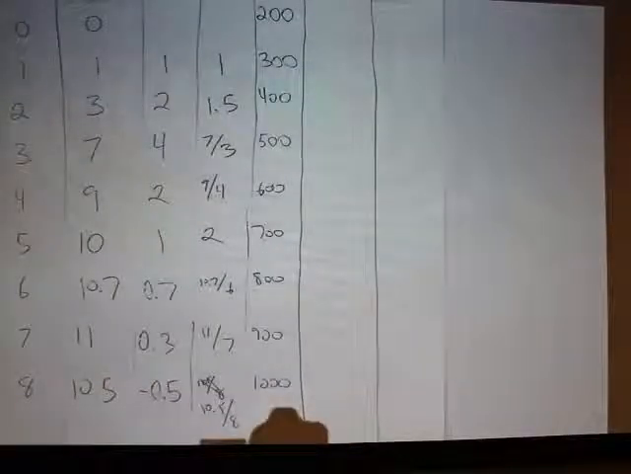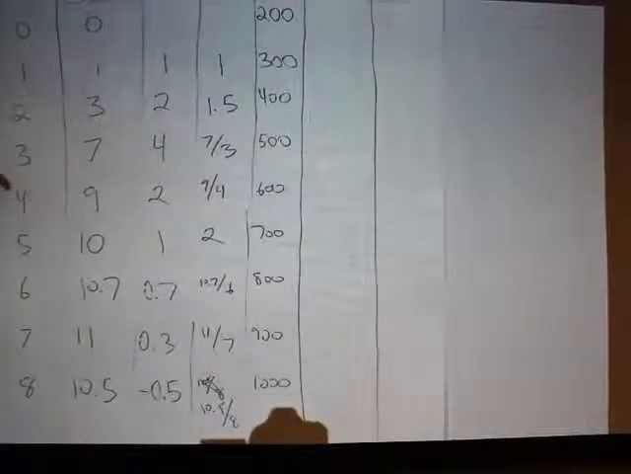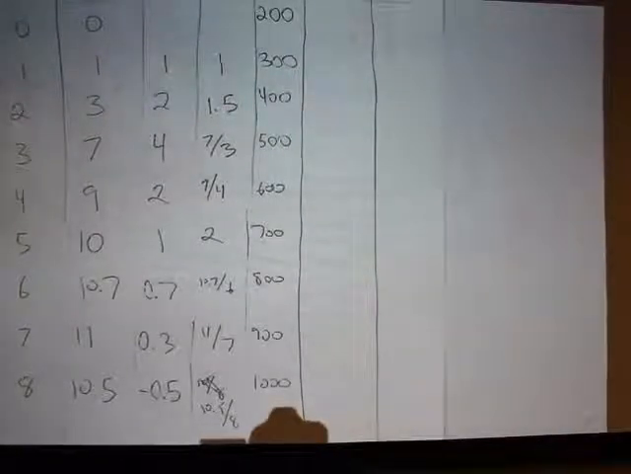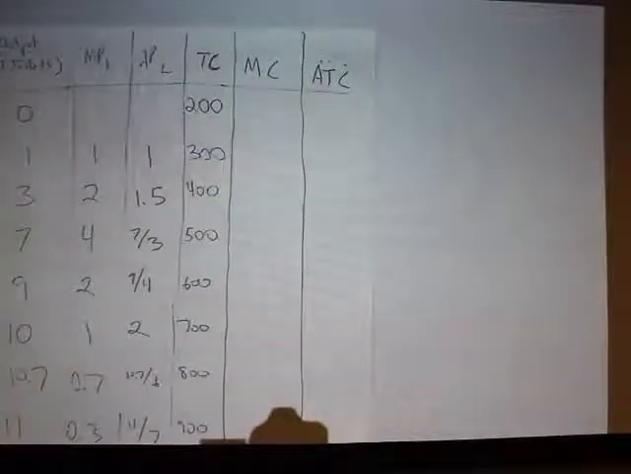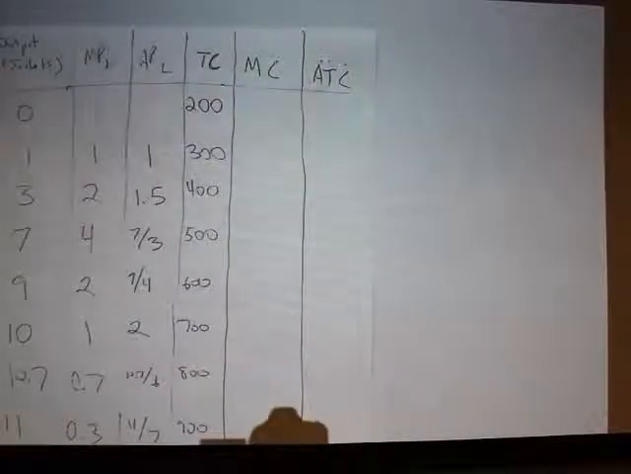So the point is, here we're increasing workers by 1, right? So our costs are going up by 100. Our output is not necessarily going up by 1. We've just calculated total costs. Now, let's calculate marginal cost and average cost.